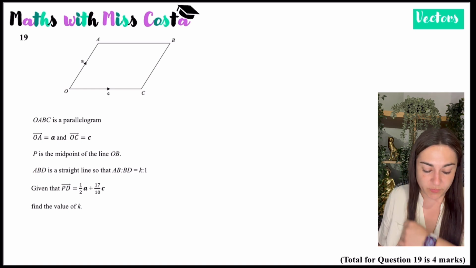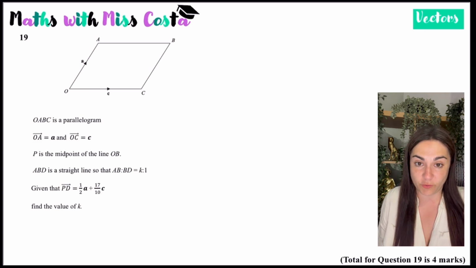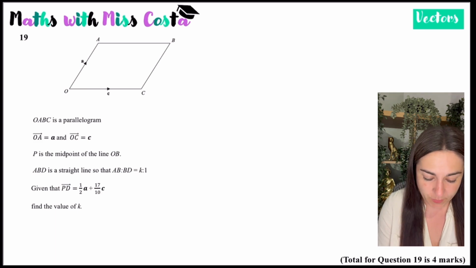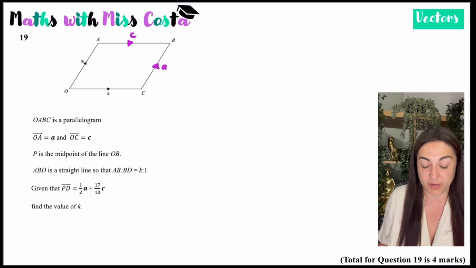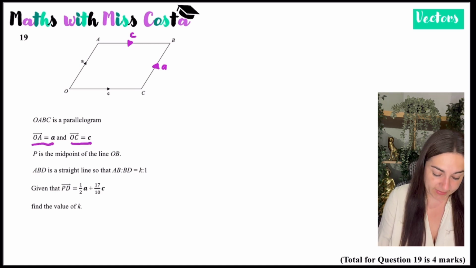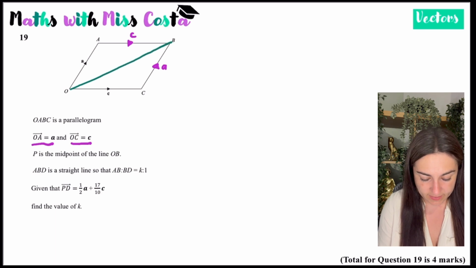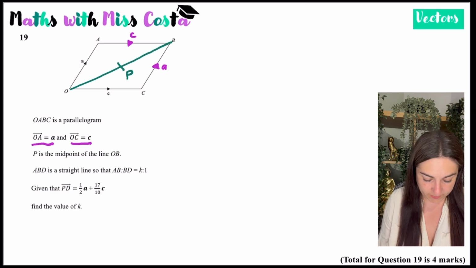So I'm told that OABC is a parallelogram, which is important because if you've got a parallelogram, then you've got parallel lines. So I know that if this vector is A, this one is also going to be A, and this one is also going to be C. So I can just label that quickly. I'm told that OA is A, OC is C, so that's already labelled. And then I'm told that P is the midpoint of the line OB. So OB would be this line here, and halfway would be the point P.